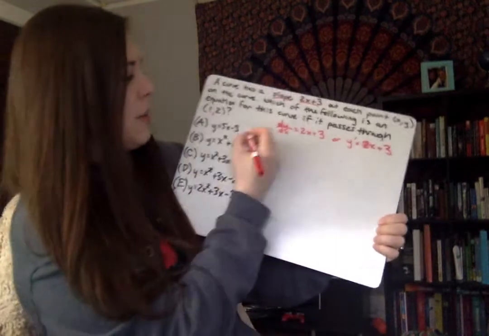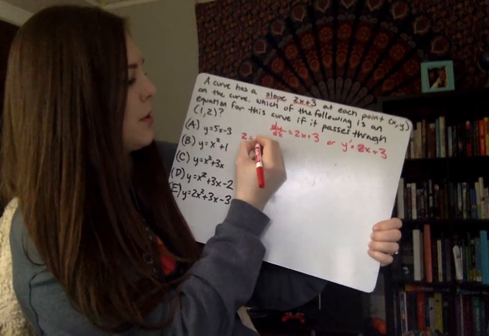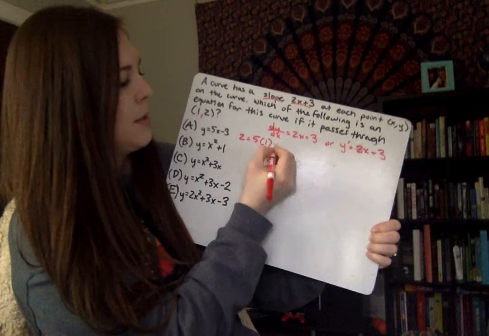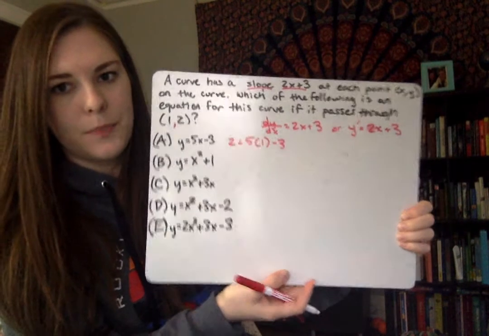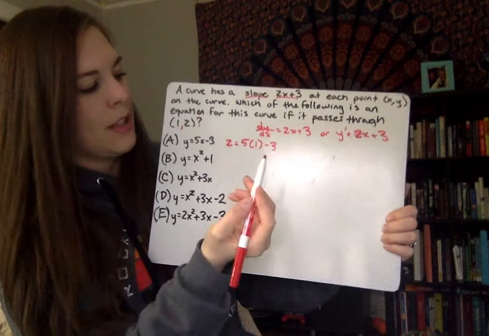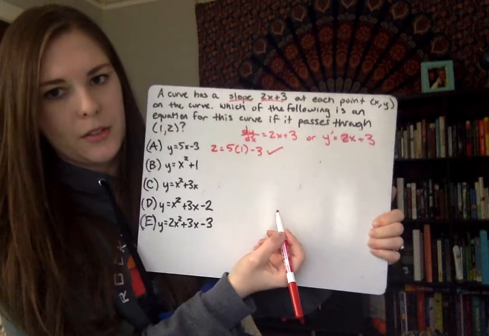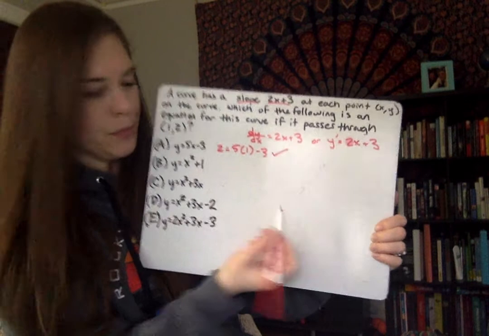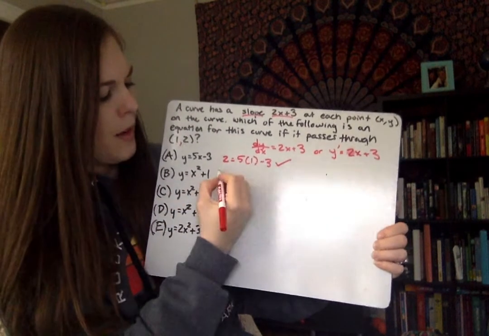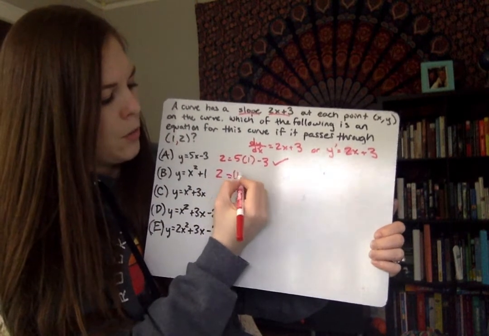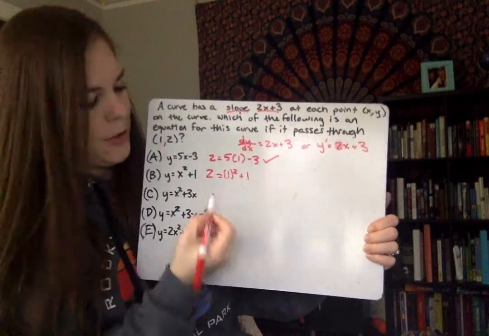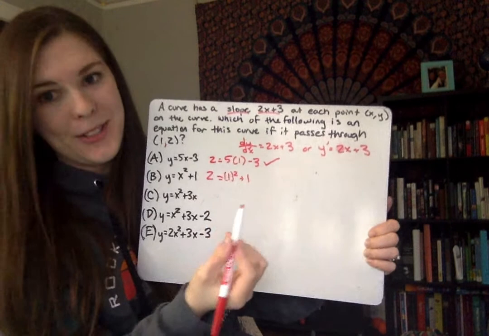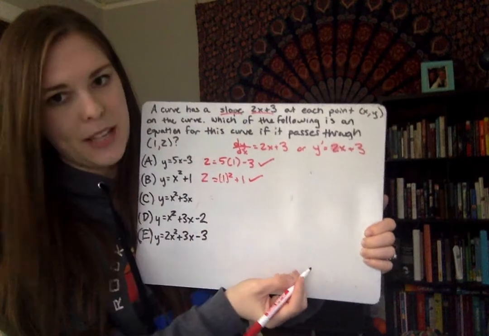So here, 2 equals 5 times 1 minus 3. I just plugged in my x, plugged in my y, and we're seeing if it works. So 5 minus 3, that's 2. Yep, that does work. So A is okay so far. Let's try B. I have 2 equals 1 squared plus 1. Well, that's just 1 plus 1, which is 2. So, yep, B is okay as well.